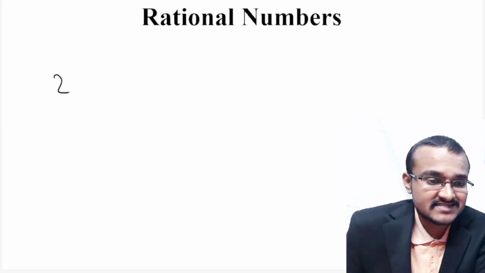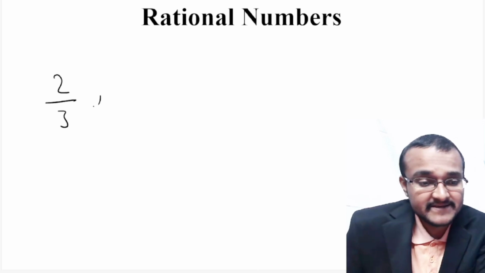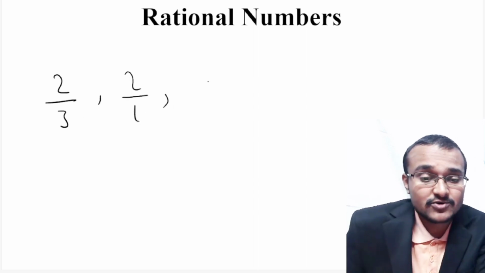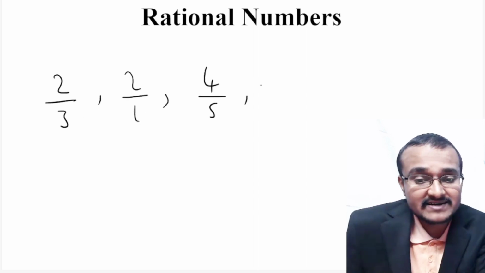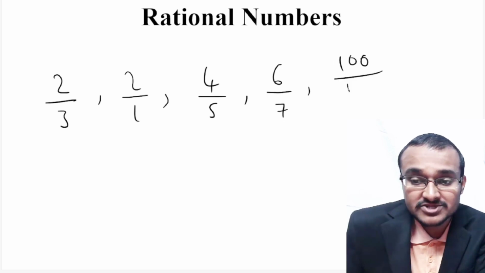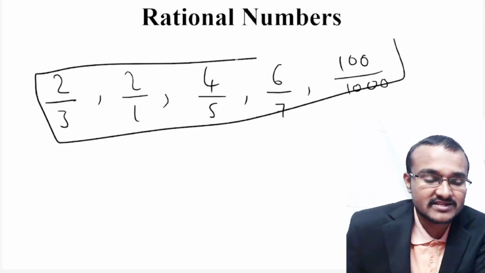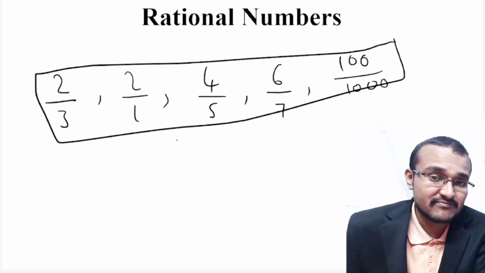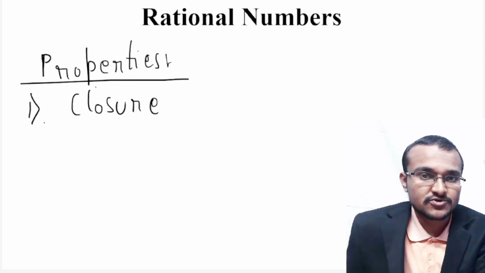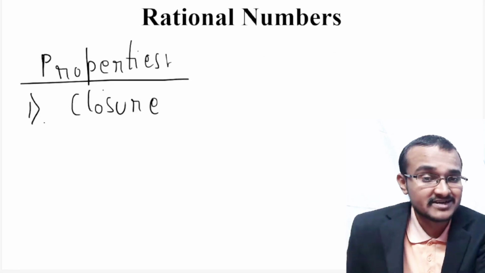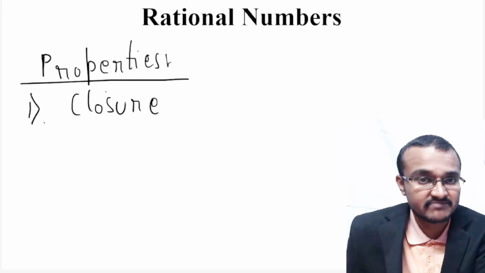So examples for rational numbers: you can take 2 by 3, you can take 2 by 1, you can take 4 by 5, you can take 6 by 7, or you can take 100 by 1000. So any number which can be put in the form of p by q can be an example for rational numbers. Now let us discuss the properties which are involved with these kinds of numbers.